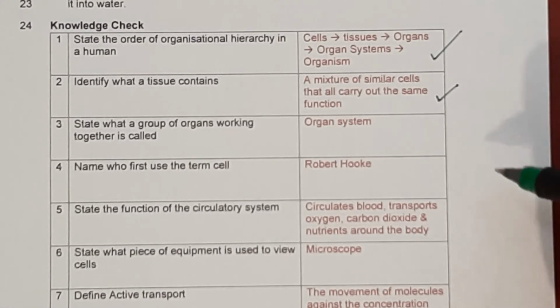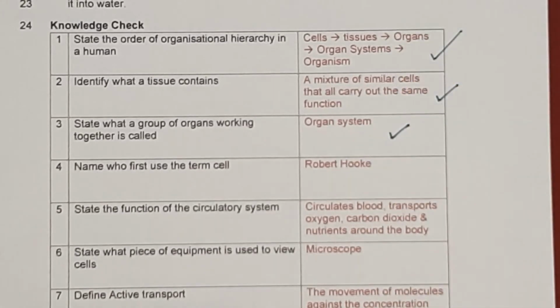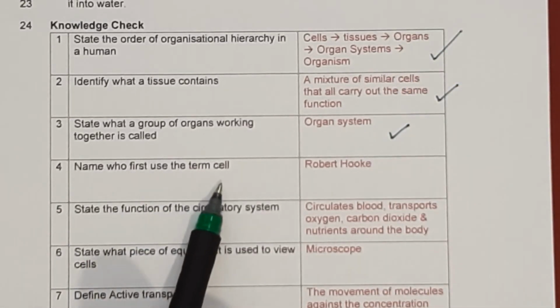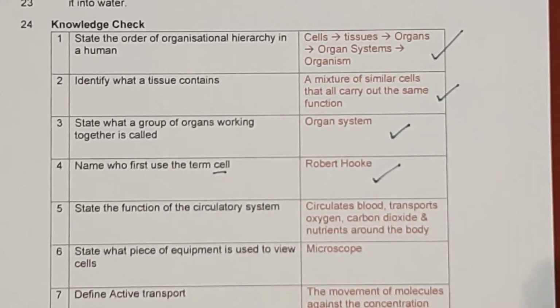State what a group of organs working together is called. Well, that is called an organ system. Now, who first used the term cell? Well, that was a man named Robert Hooke, and he first looked at cells of cork down the microscope.